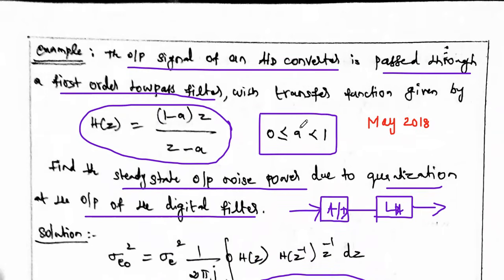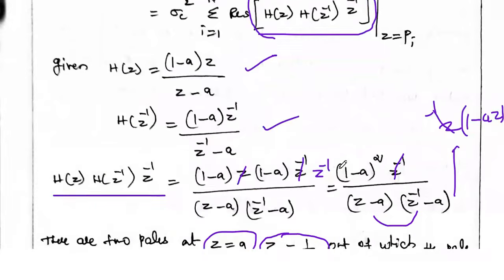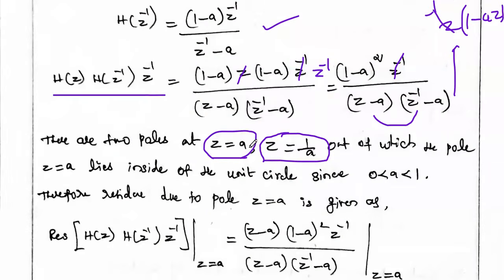Okay, so for example, you take A as 0.5 or 0.7, 0.9, anything. So A value is in between 0 to 1. The first pole, Z equal to A, this pole P1 is located inside the unit circle, since the pole value is less than 1.